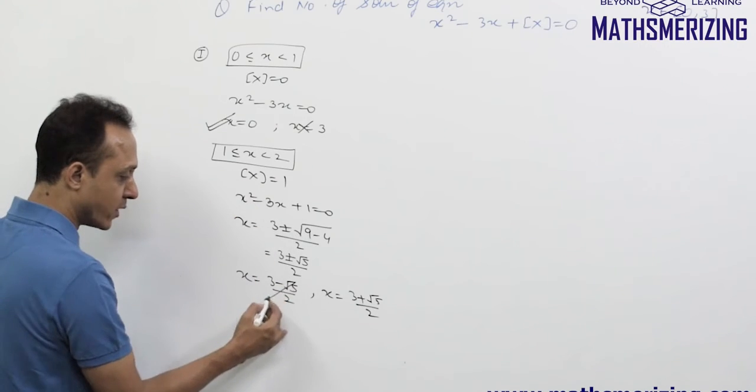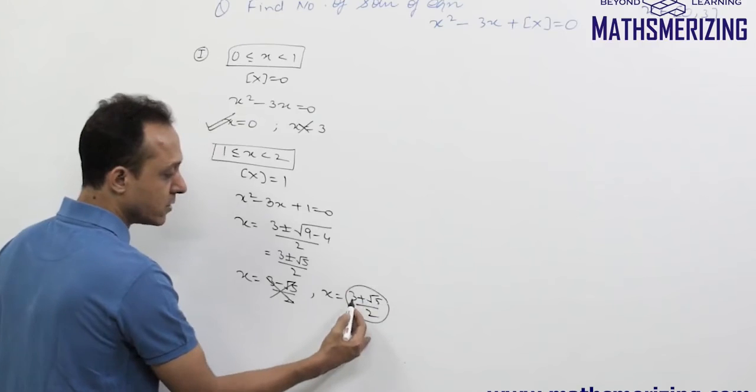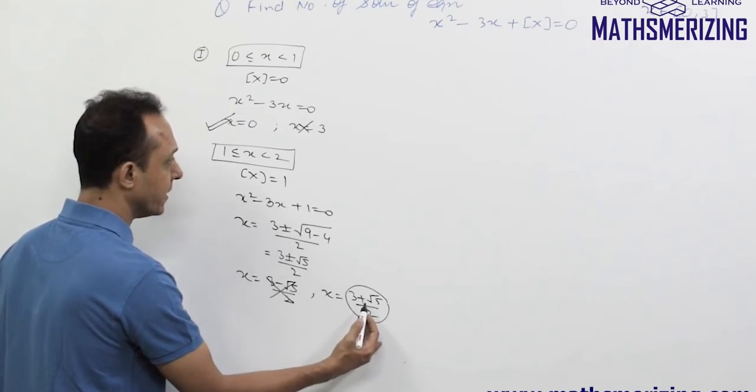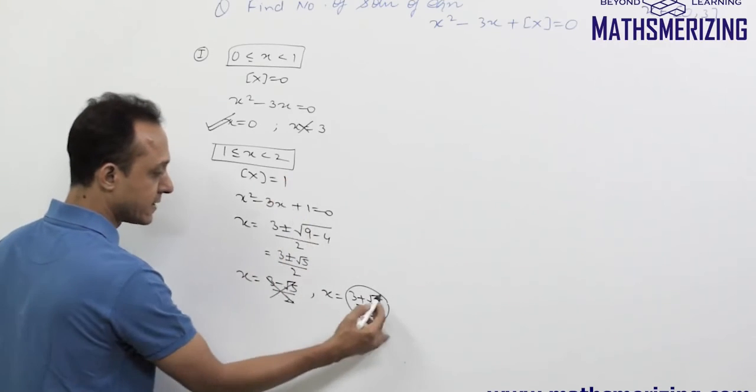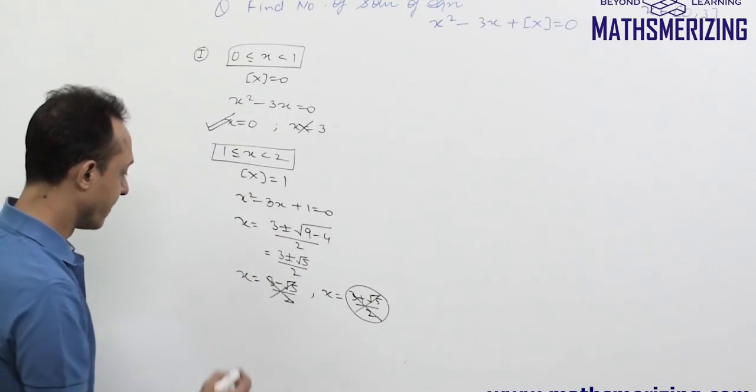So which is less than 1. So it doesn't lie in this interval. And (3 plus root 5) by 2: so there will be root 5 divided by 2, so it will be greater than 2.5. So in this case, this also doesn't lie in this interval. So there will be no solution in this given interval.